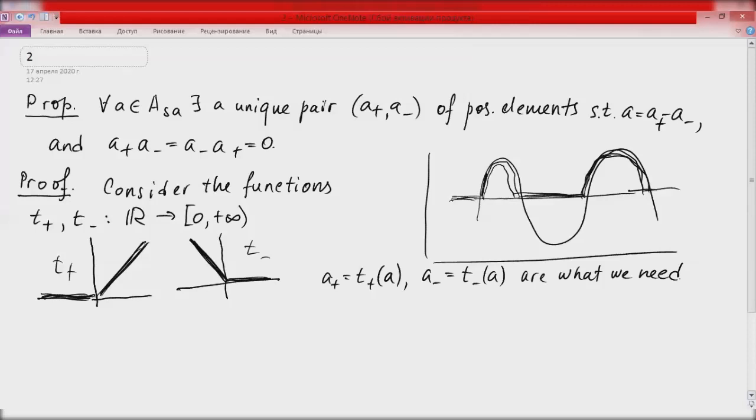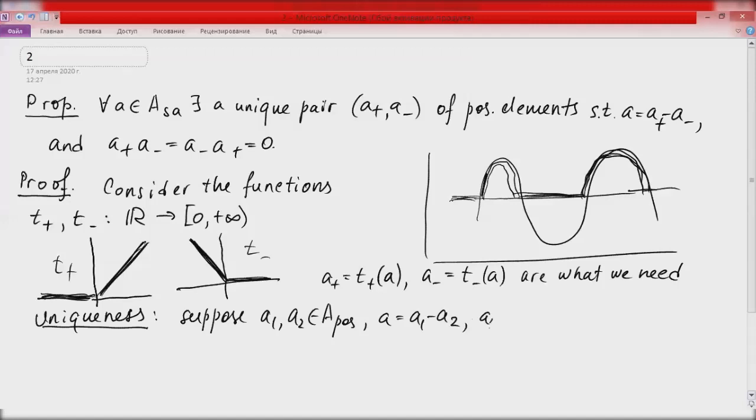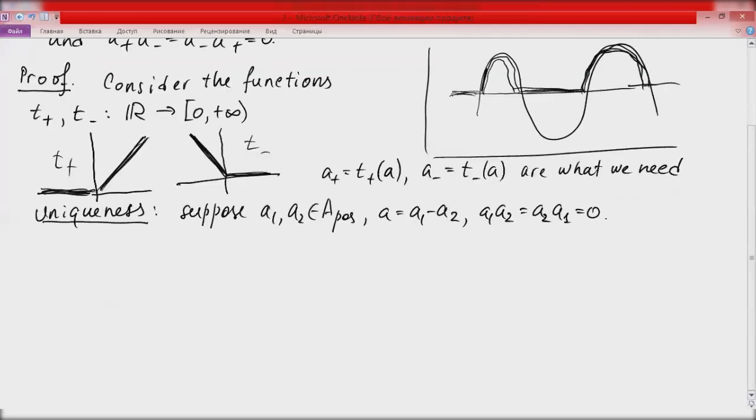Now let's prove the uniqueness. So suppose that we have two positive elements, A1 and A2, such that A is their difference, and such that the product of A1 and A2 is 0. And let's introduce the absolute value of A. So we define the absolute value of A to be A plus plus A minus. The notation comes from the fact that t plus plus t minus is the usual modulus function on the real line.